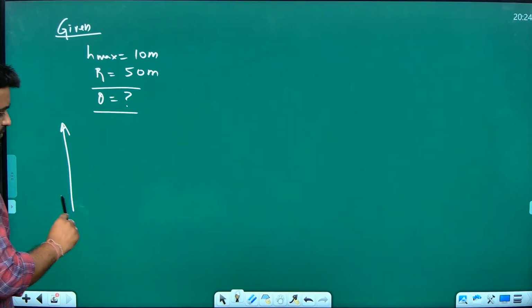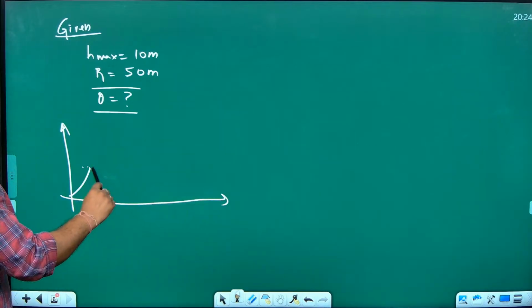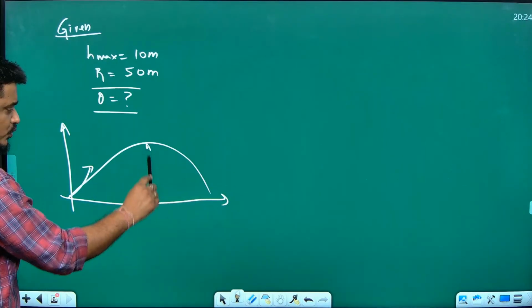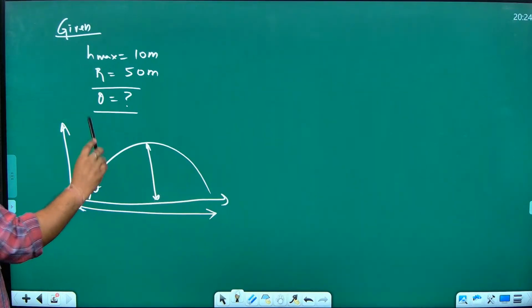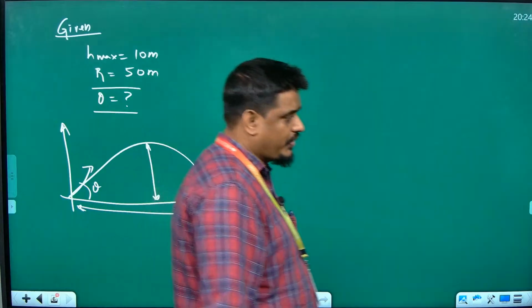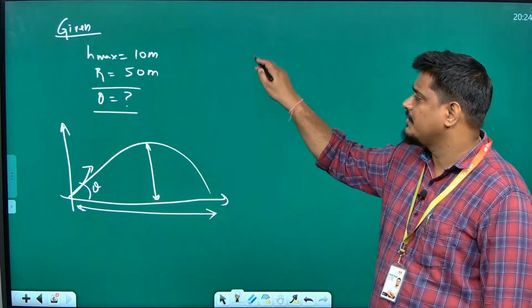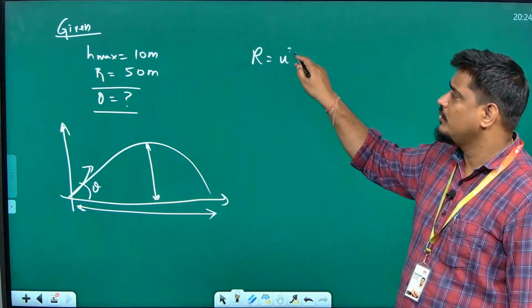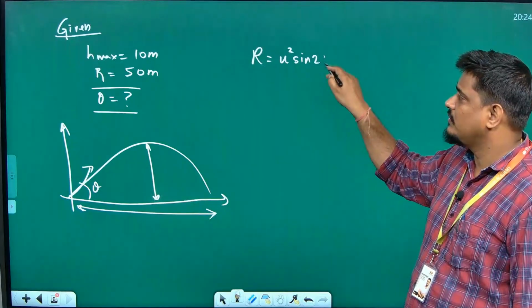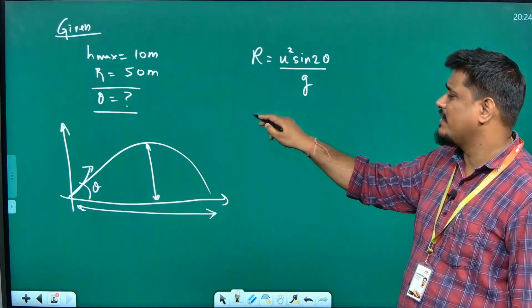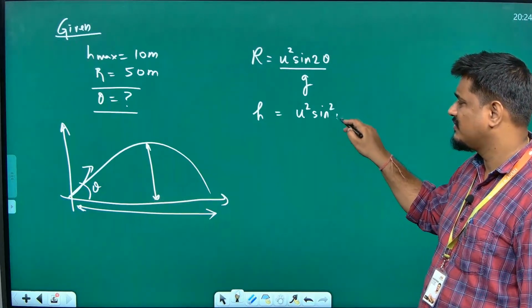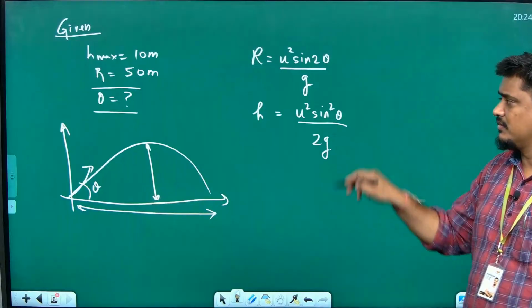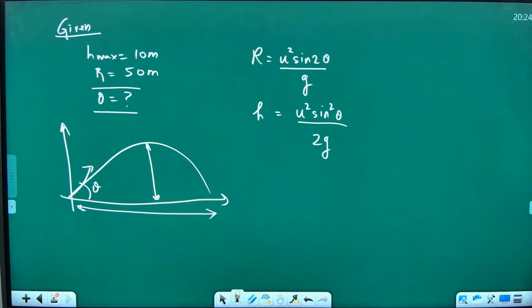So this is known to you, this is known to you, and this is what you are expected to find, isn't it? Okay. What is the formula of range? Range is equal to? What is the H max formula? What troubles me is u, because u is not given.